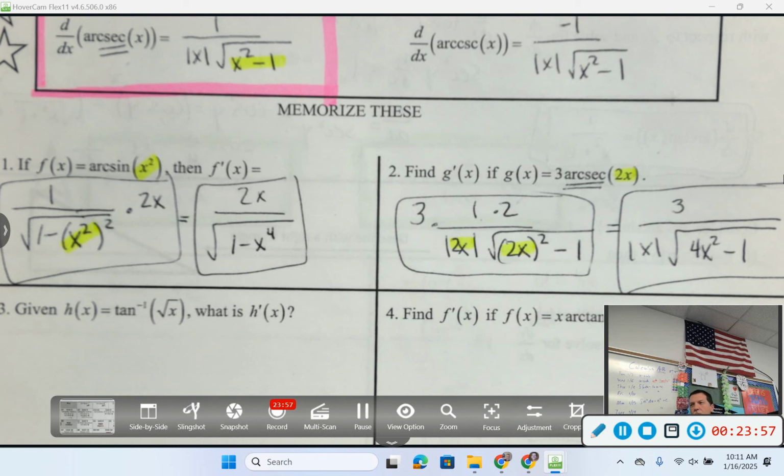Again, right now you don't have these memorized yet, so that's okay. We're just looking at the formula and plugging things in.